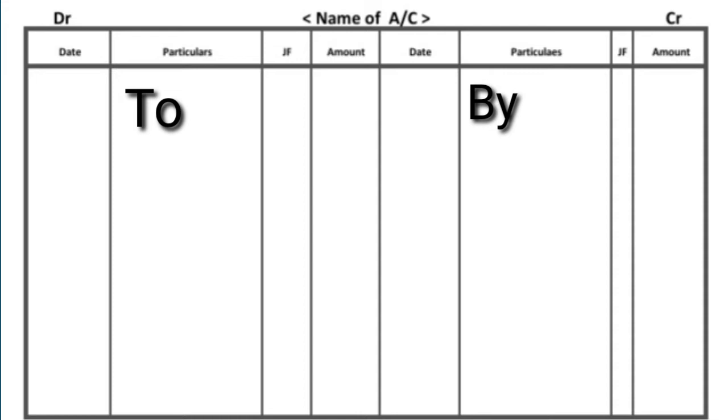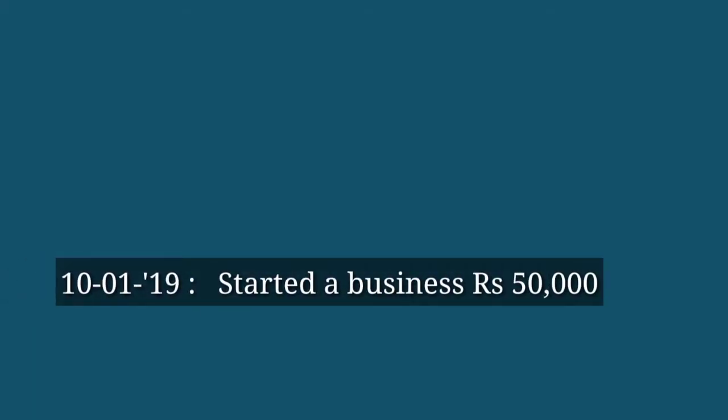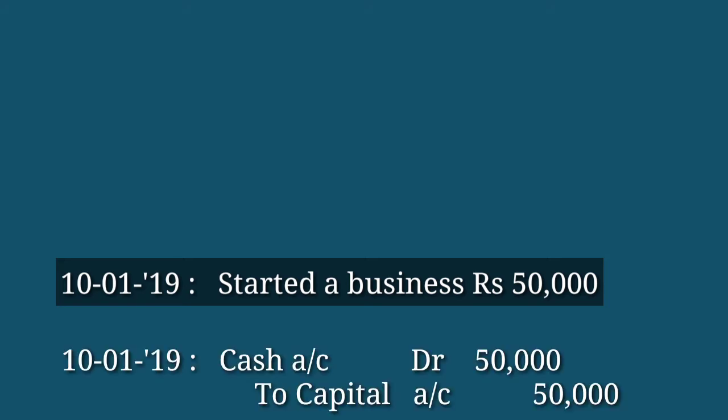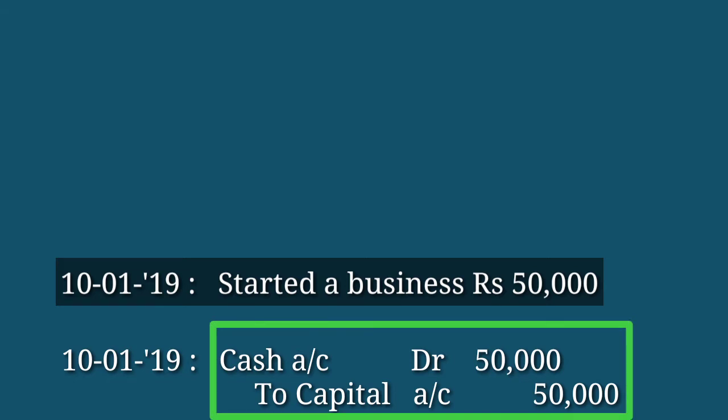Now we can explain with three or four examples. The first transaction is: started a business with rupees 50,000. What is the journal entry? The journal entry is cash account debit to capital account, dated 10th January 2019. Here we use two accounts, and both accounts are sitting together: cash account debtor to capital account.